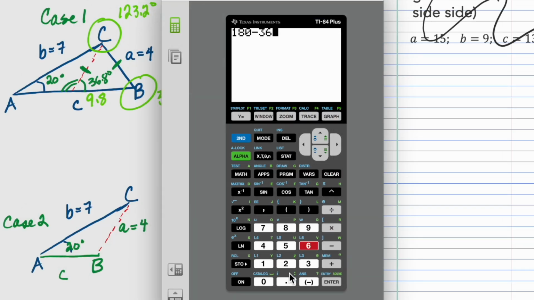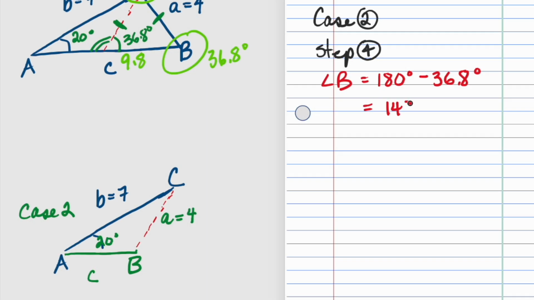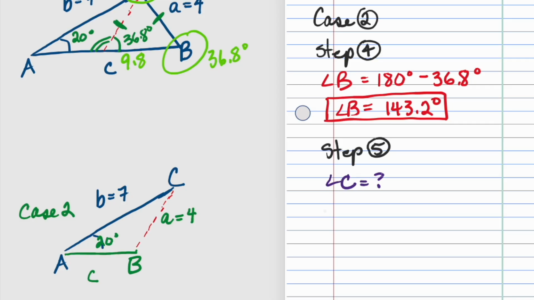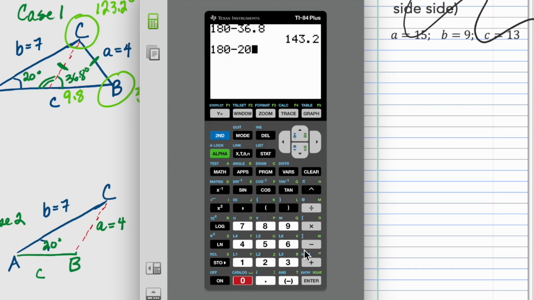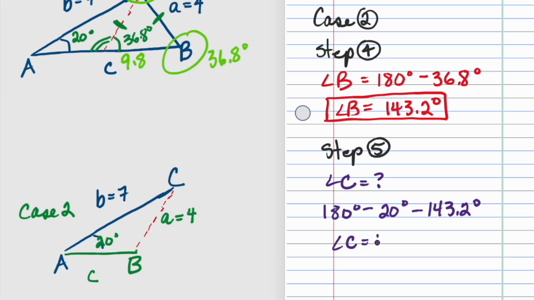180 subtract 36.8, 143.2. 143.2 degrees for angle B. Step 5, we could find angle C. 180 degrees subtract 20 degrees subtract 143.2, 16.8 degrees. Angle C is 16.8 degrees.